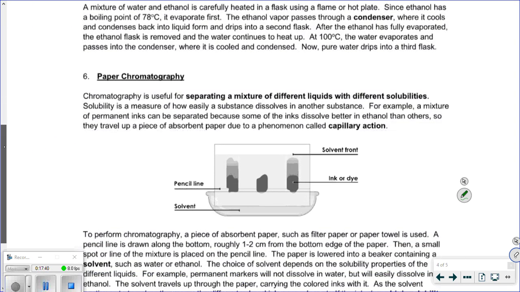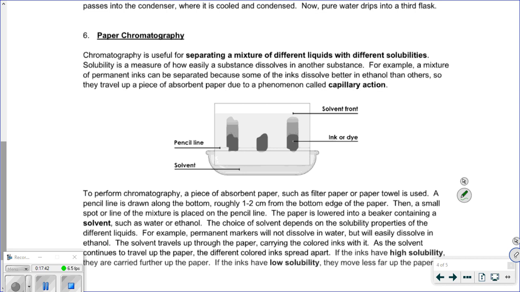Then we have paper chromatography, which I'm pretty sure everybody did in bio, I think. I actually have a lab to do this, but of course we didn't get to it. But what happens is you have a little solvent down here, right? And it wets the paper, okay? And then this guy will move up the paper.